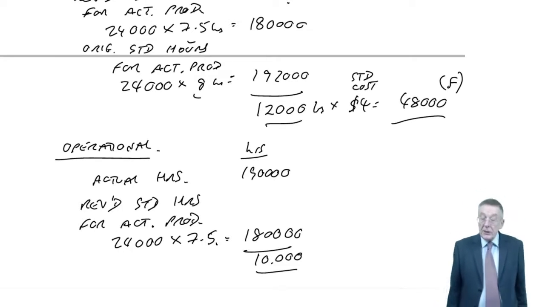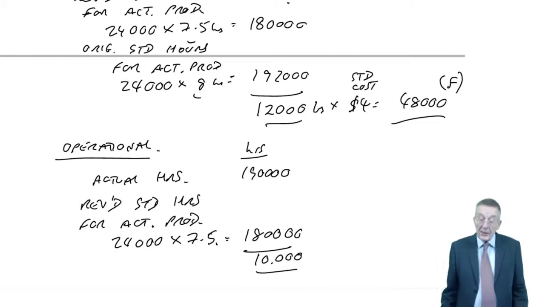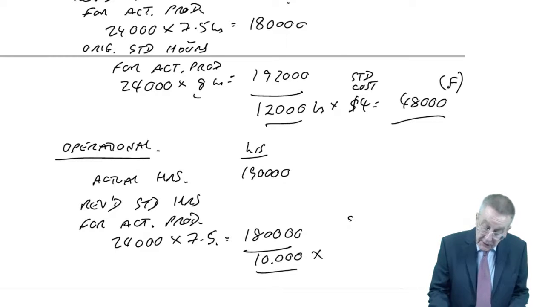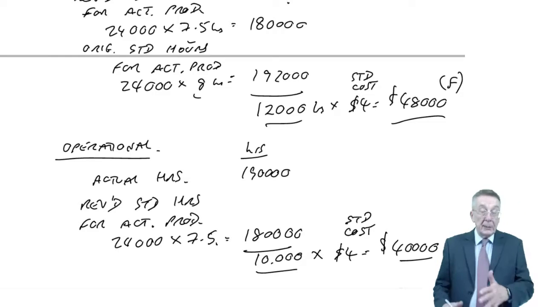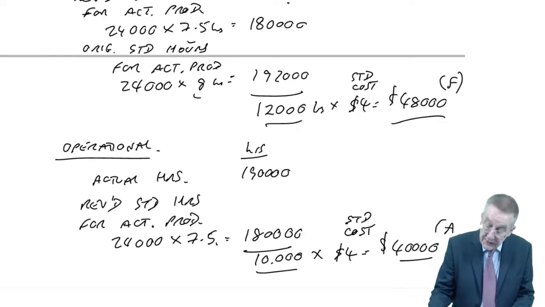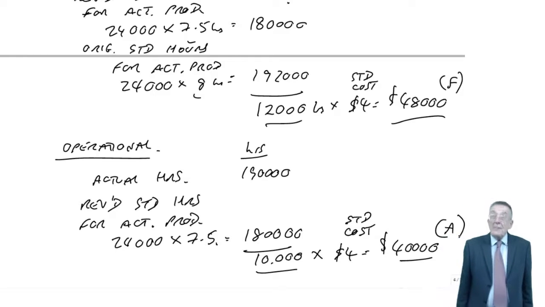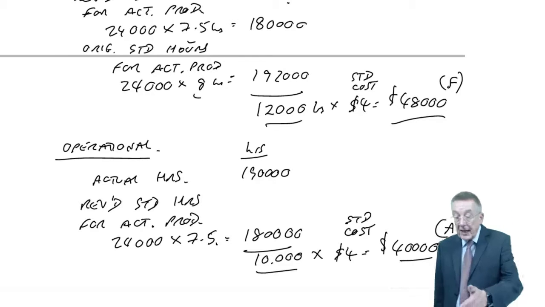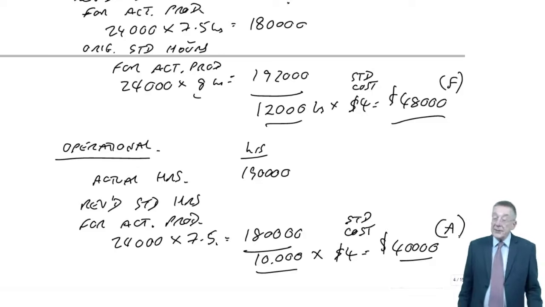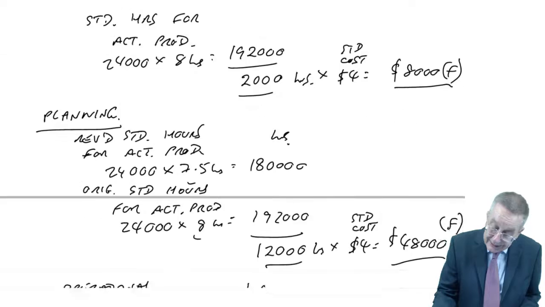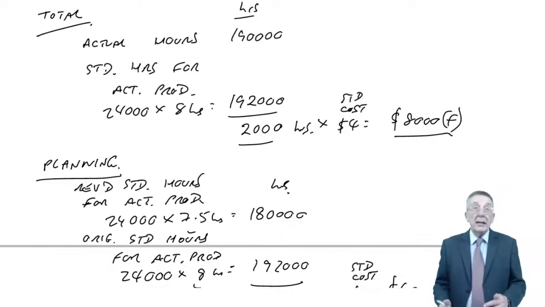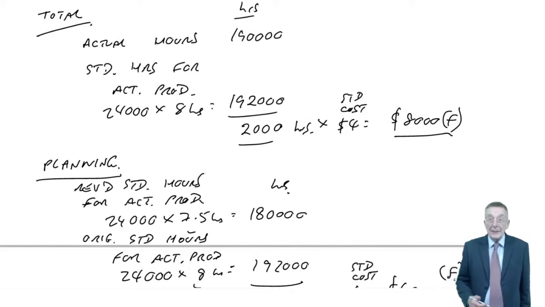In fact, the manager has used 10,000 hours more than we would have expected. Cost out at the original standard cost of $4. They use more hours than you now should have done, and so that's adverse. Does it check? 48 favourable, 40 adverse. The two together give us a net 8,000 favourable. Yes, and that's what we calculated initially, 8,000 favourable.